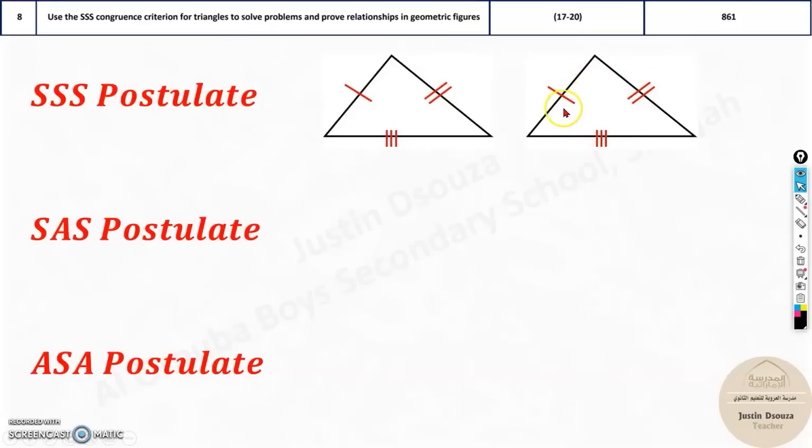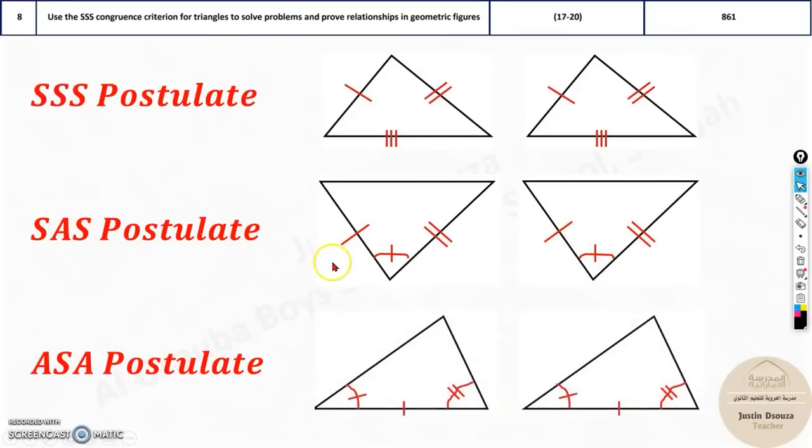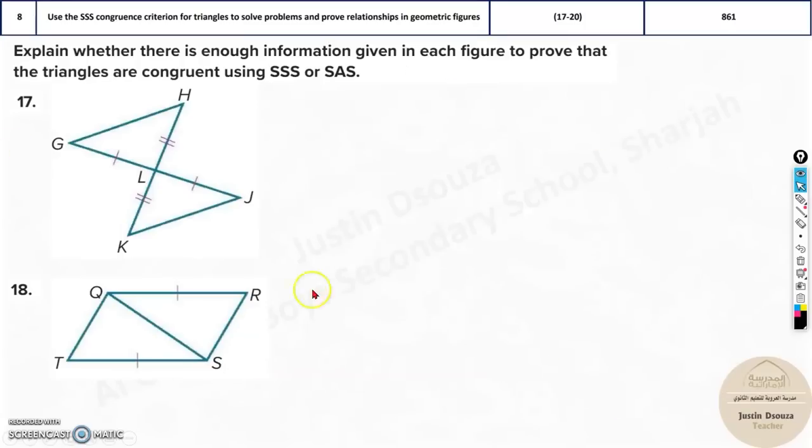are definitely congruent. Whereas over here, if two sides and the included angle, a side, then an angle in between them, and another side, if these are equal, then again they are congruent. And lastly, we have angle, side, and angle. If there is an angle, then a side, then an angle, then again they are congruent. So these are the three postulates. Based on this, we have to solve problems now.